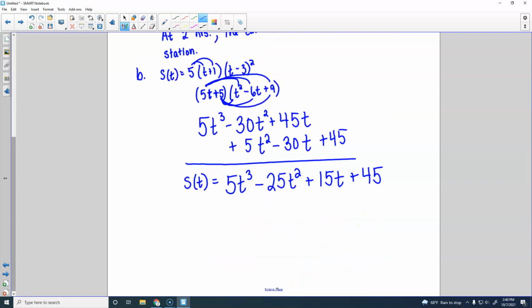What you've got to be careful of here is you have not yet found the derivative, right? We have just expanded, so now we have to find the derivative. So S prime of T is going to give us 15T squared minus 50T plus 15.